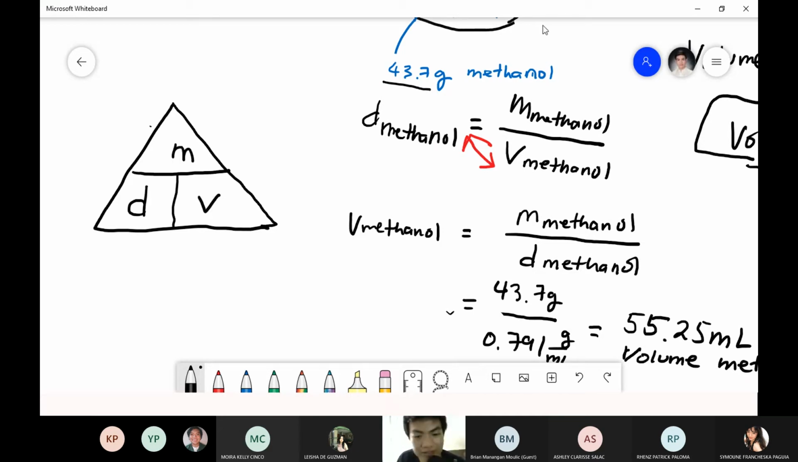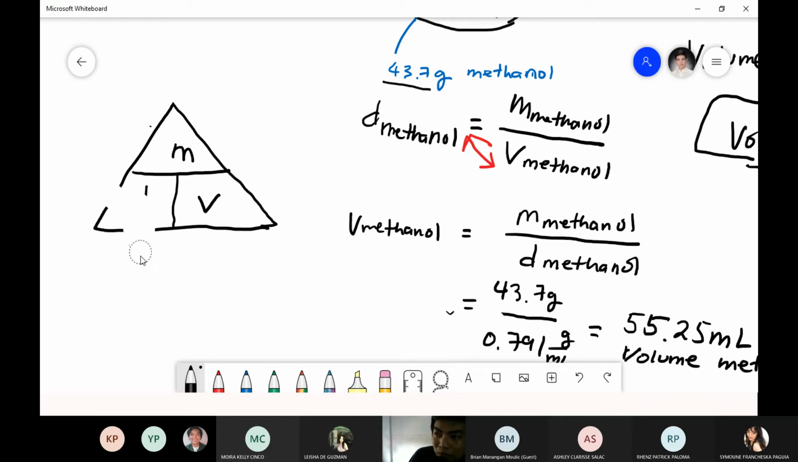Okay. Paano i-interpret tong triangle na to? Mass, density, volume. Pag magkatabi, multiply. Pag isa nasa taas, isa nasa baba, divide. Tatakpan mo yan. Hinahanap ko density. Takpan ko to. Since density hinahanap ko, mass divided by volume yan. Okay. Mass divided by volume.